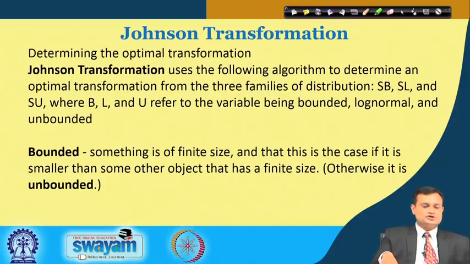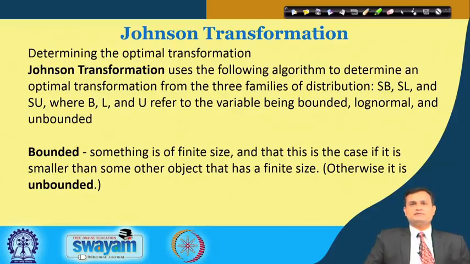So, you have typically this Johnson transformation families, which is SB, B stands for bounded, L stands for log normal and U stands for unbounded. So, bounded is something of finite size and this is the case if it is smaller than other object that has a finite size, otherwise it is unbounded.